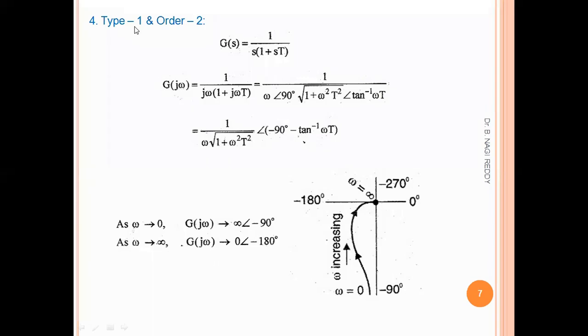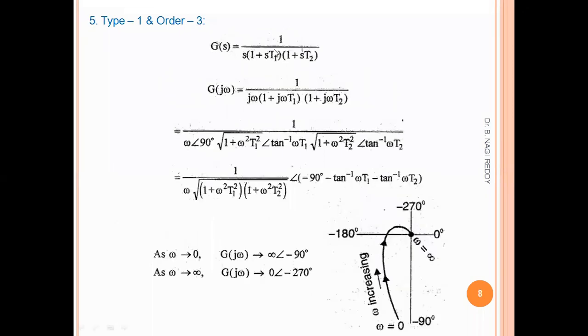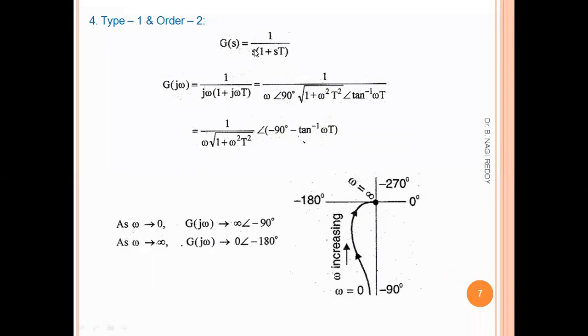Similarly, for case 4, which is taken as type 1 and order 2 system. Type 1 and order 2. You can see the g of s value. You can see the s power 1 is there here. So for this, yes, the pole is at the origin, right? So s power 1 is there. So that's why type 1. And order, you can see if you multiply this s with this s also, we will get a maximum of s square in the denominator. So s square represents second order system. Squaring means second order system. So this is a type 1 order 2 system.